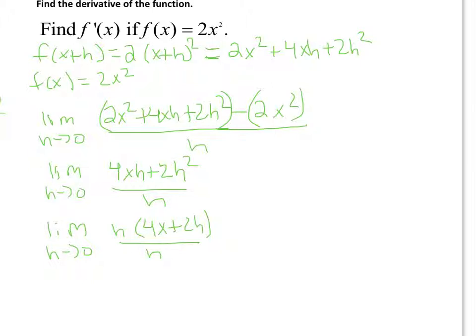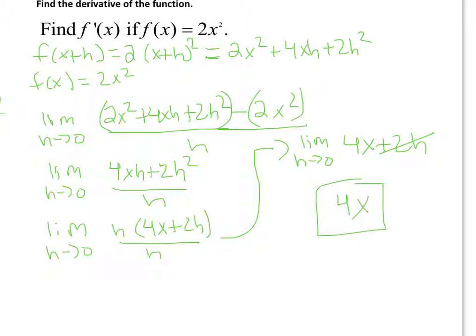And that equals 4x plus 2h, but h is approaching 0, so that's gone. So the limit is 4x, which is also the derivative of this function.